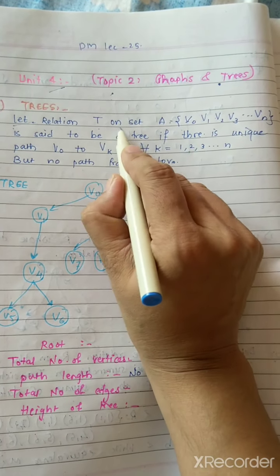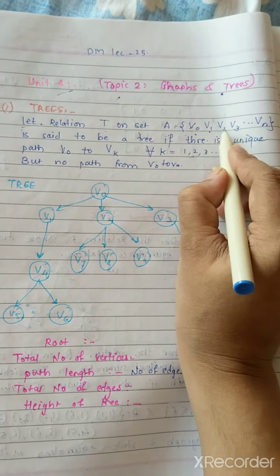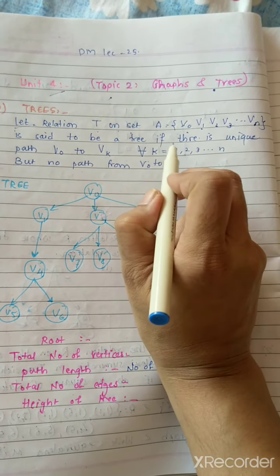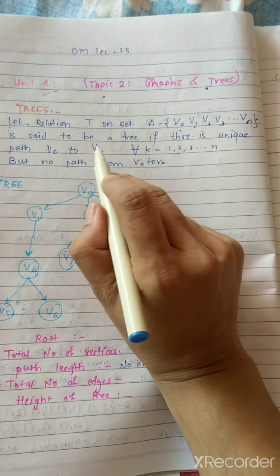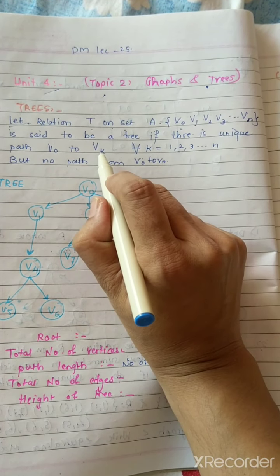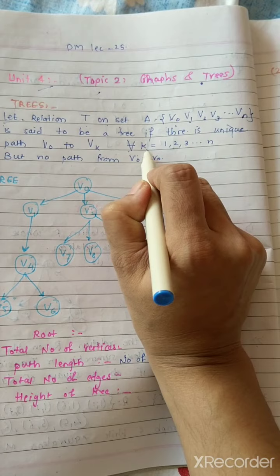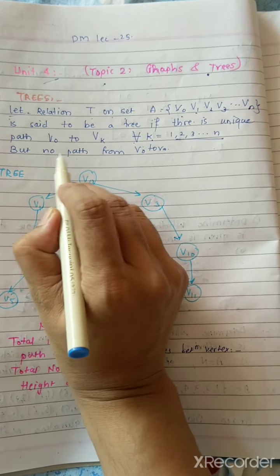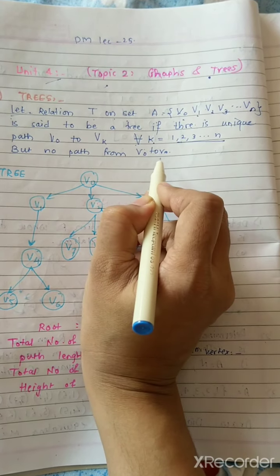Let a relation T on a set A, V0, V1, V2, V3 to Vn, is said to be a tree if there is a unique path from V0 to Vk. This Vk may be anything, all numbers belonging to 1 to n, that is, natural numbers. But there is no path from V0 to V0.